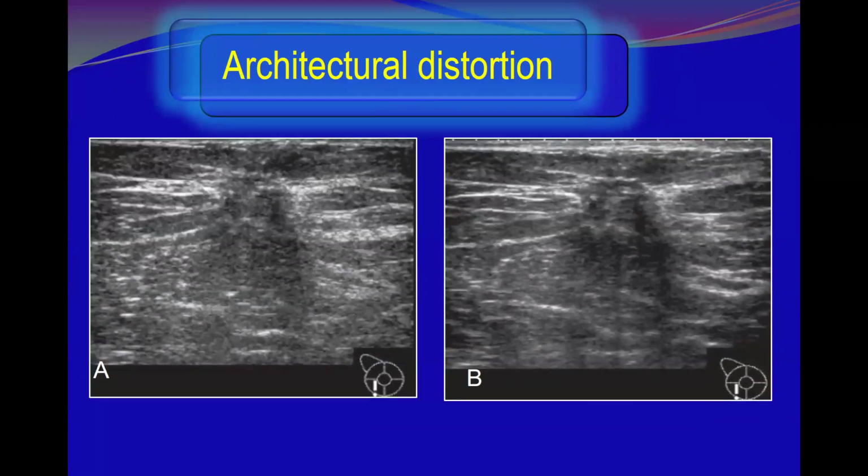Okay, what is the difference between these two images regarding the architectural distortion? Which of these images demonstrates a better architectural distortion? A or B? B. Excellent. Yes, B. What do you suggest is the difference between the two?